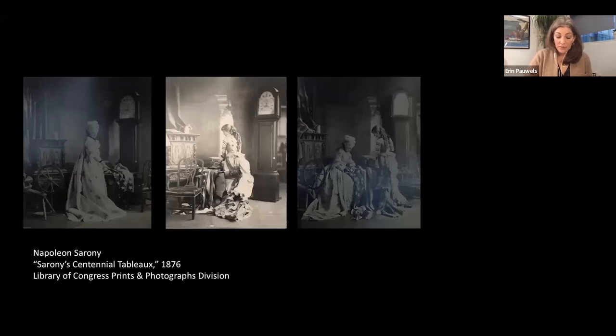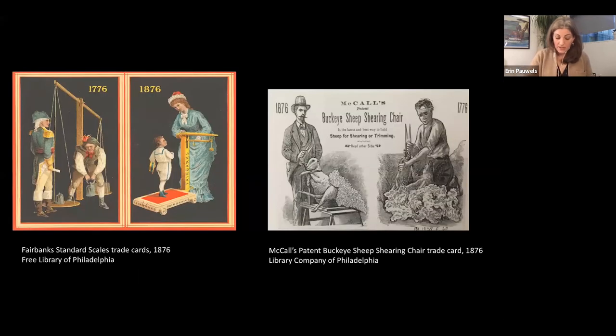The second centennial tableau depicts Kate Claxton, another famous actress of the day, this time playing the woman of 1876. Her setting is much the same as the first, except that the colonial dame's spinning wheel has here been replaced by a Wilcox and Gibbs new automatic sewing machine, a domestic convenience that was on display nearby in the Centennial Machinery Hall. This kind of subtle product placement seems at first to align Sarony's tableau with the numerous centennial era advertising images that used a before and after motif to compare the quality of life in 1776 with 1876.